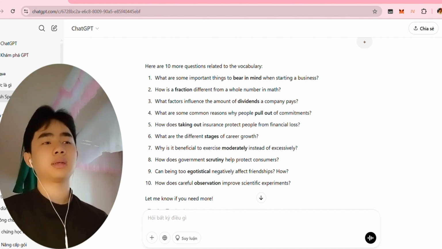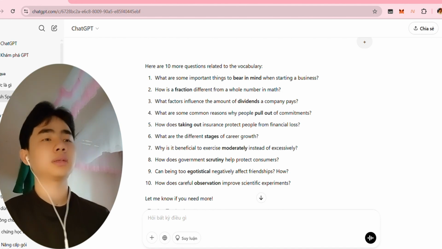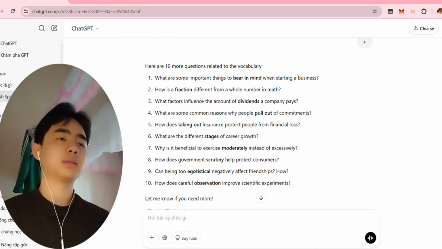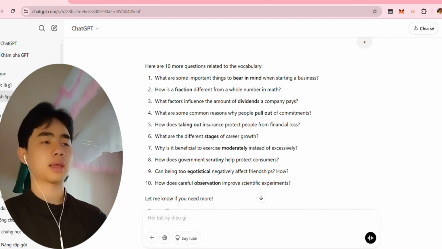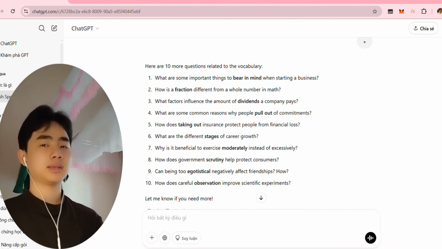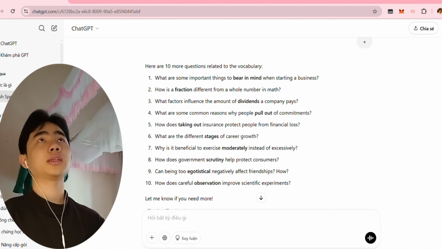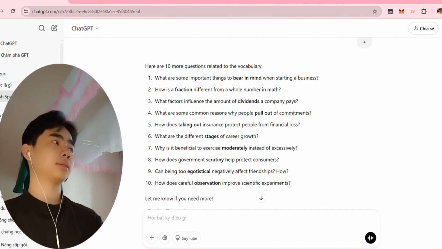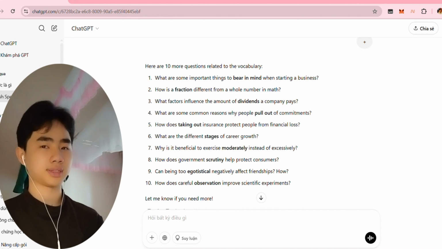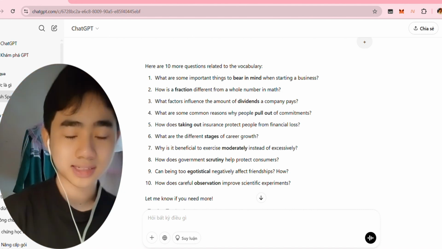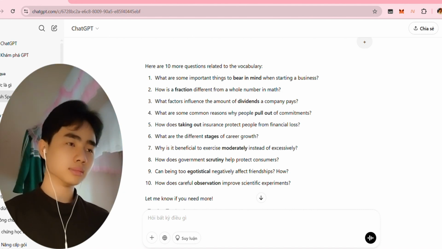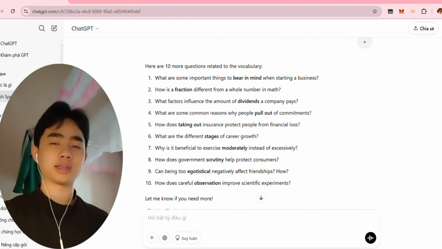So yeah, let's get into number 3: what factors influence the amount of dividends a company pays? The factors that influence the amount of dividends a company pays, it is really easy, just the profit of that company. Obviously if that company has high profit, they will pay other investors really high. I think that is the number 1 thing, and the only thing, just about money.